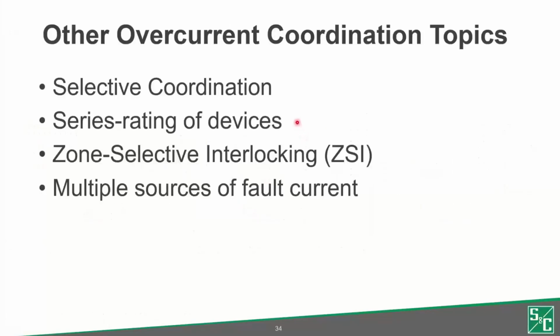So finally, there are some other overcurrent coordination topics that we touched on a little bit, but we weren't going to really go over here. Selective coordination can be required by code for some systems to ensure that only the nearest overcurrent protective device operates and keeps the outages as small as possible. You look at selective coordination tables from different breaker manufacturers. Series rating devices, Namrata talked about this with short circuit current.